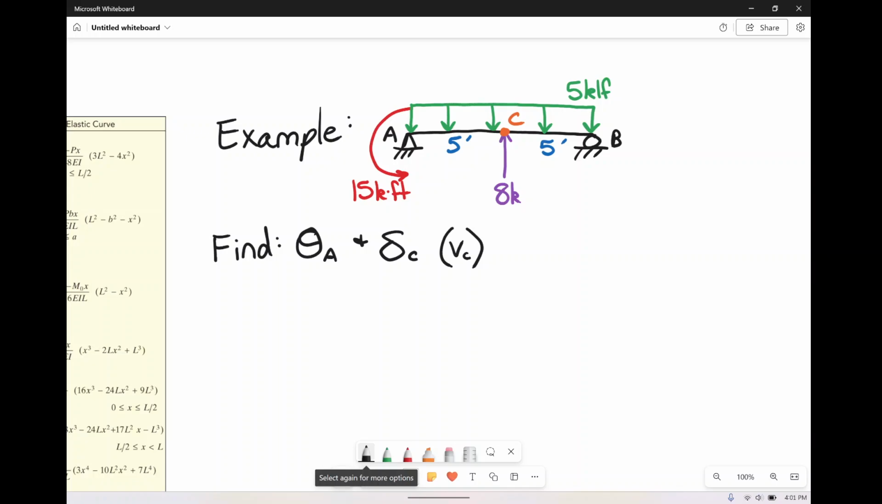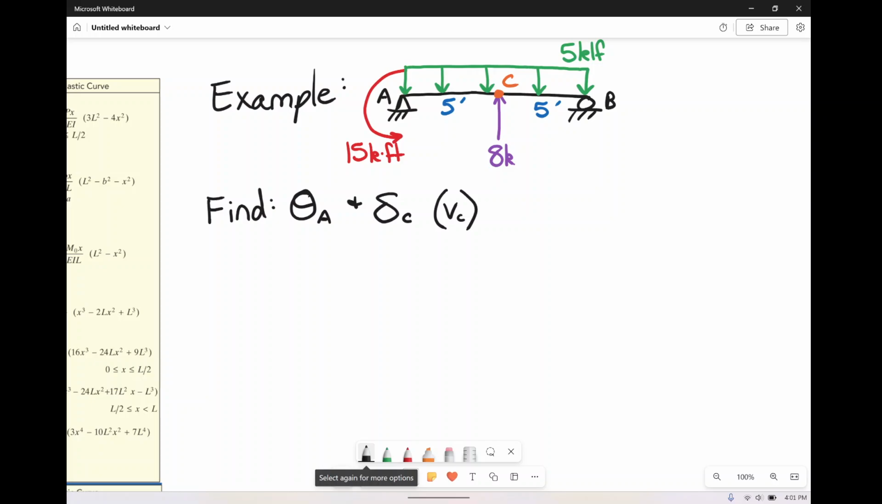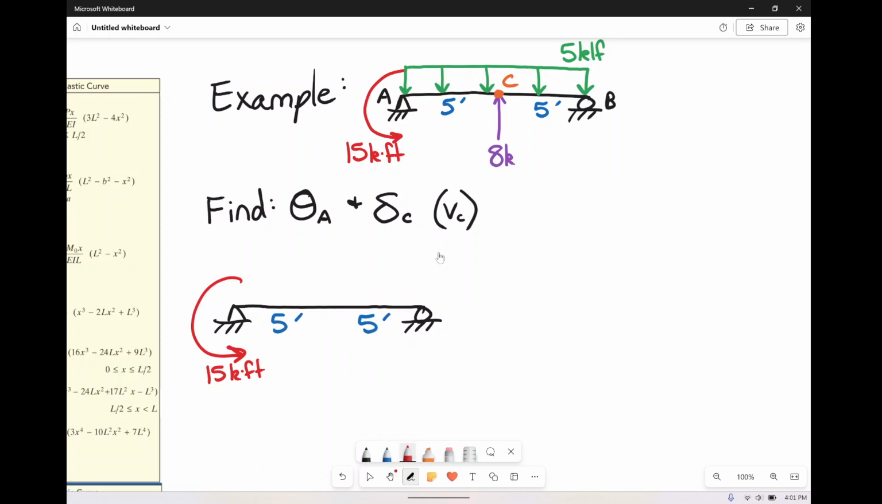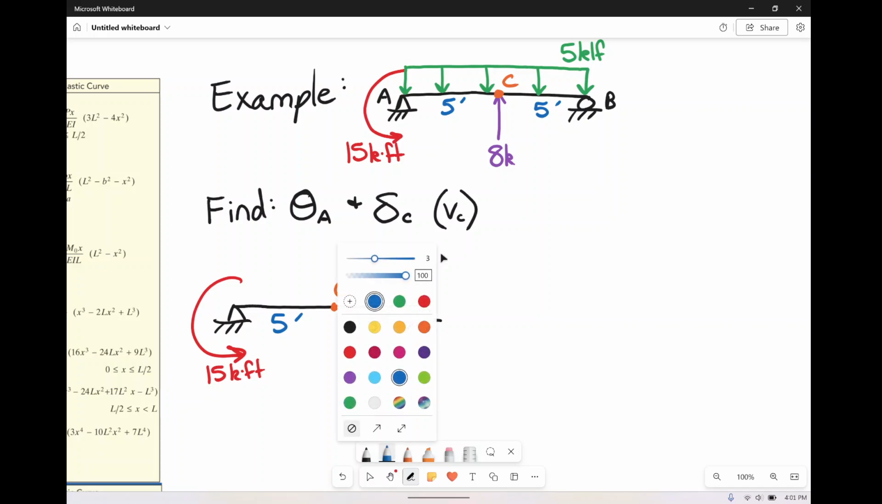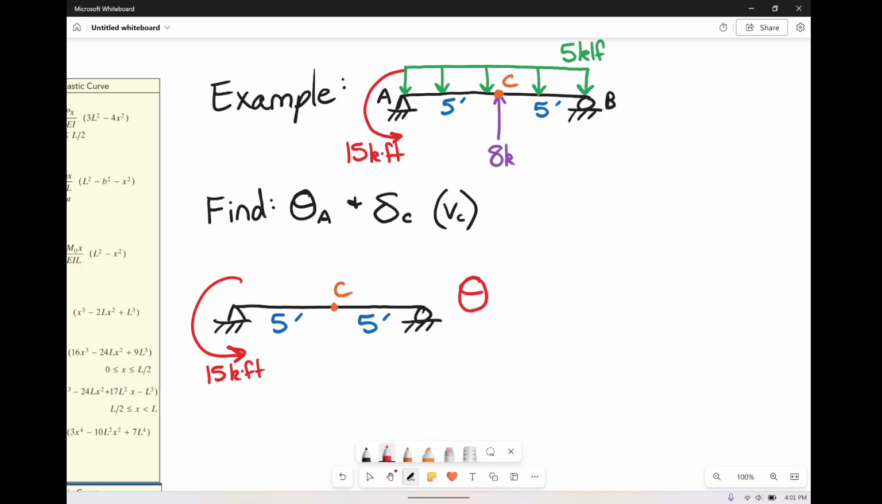So again, we're going to break this up into our different loading cases. I'm going to start with my red case here. Again, I have a simply supported beam, and I have my point moment of 15 kip feet on this beam. It is 5 feet from each side to the center point C, and that's where I want to find deflection. First things first, I need to find slope at A.